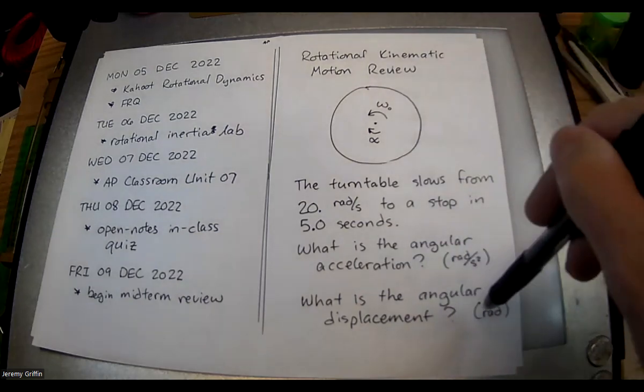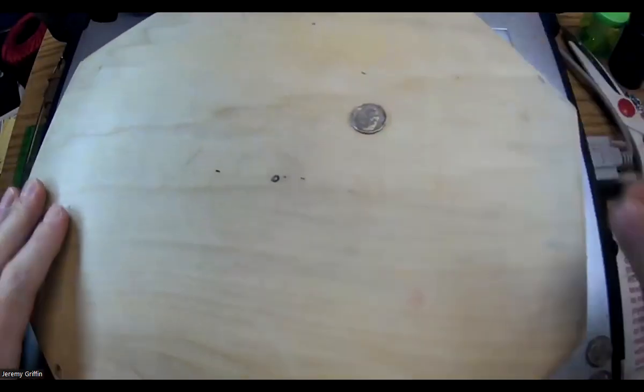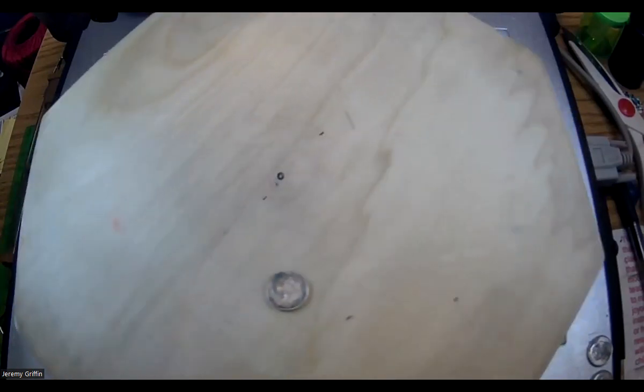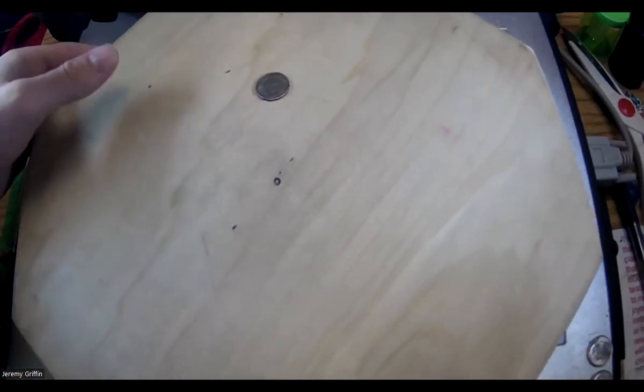And so, starter question right here. Got a turntable for you guys. You guys remember a turntable, right? Say this thing is spinning and then it slows to a stop. Exactly what you guys just saw there, right? It gave it a spin and it slowed to a stop.